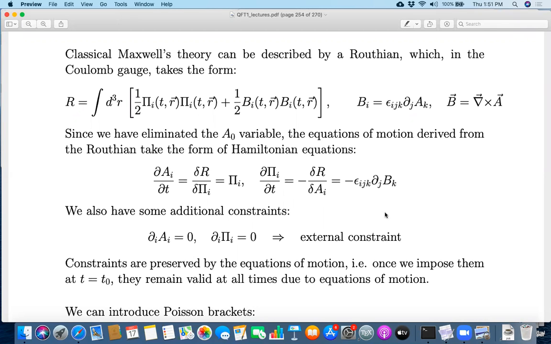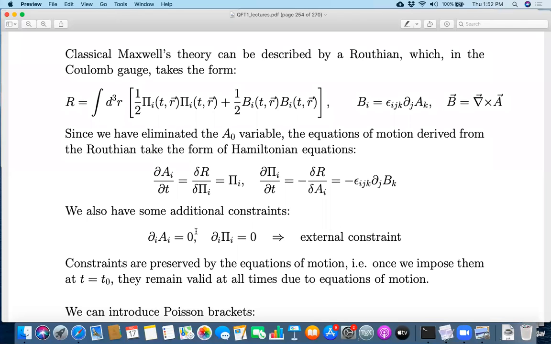Okay, so the point is that we are trying to find a system whose dynamical equations are the same as the original equations. We know what the original equations are. So from the Rauthian, we have these two equations. These are part of the original equations. And now what we are saying is that because we have eliminated A0, we have to keep in mind that A0 had its equation, that is del_i pi_i equal to 0.